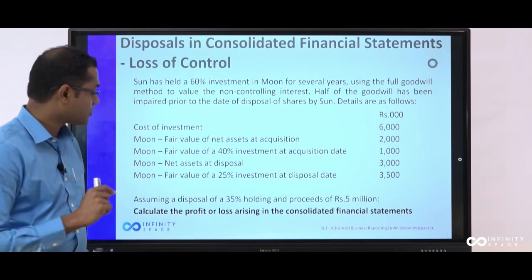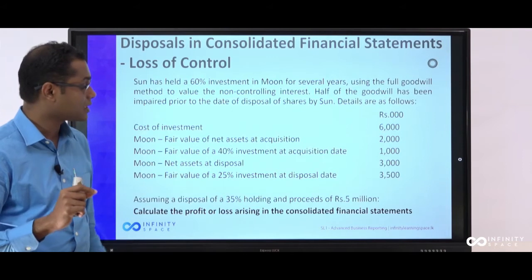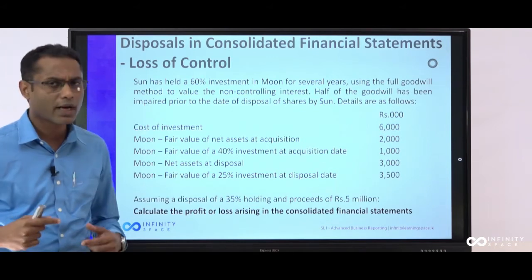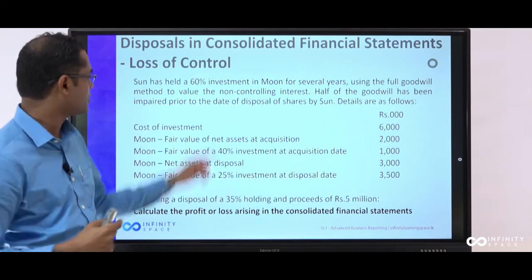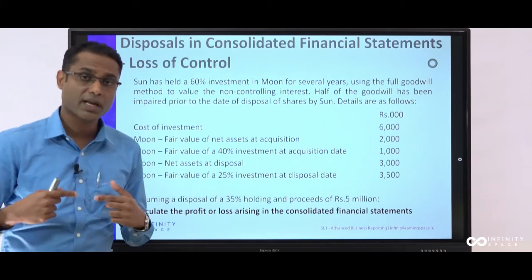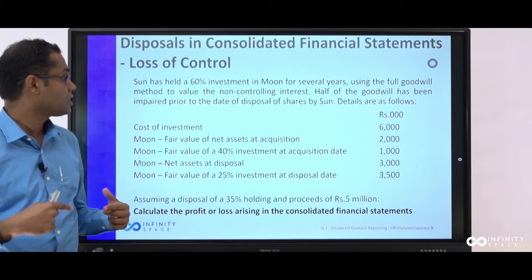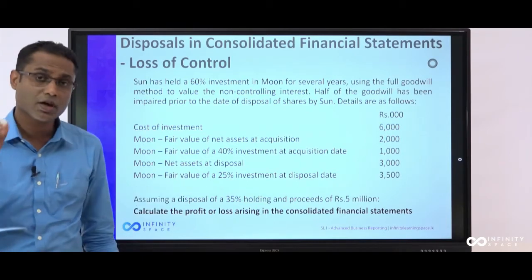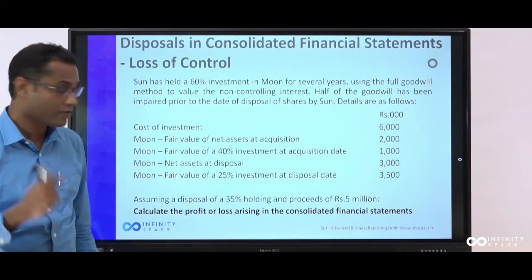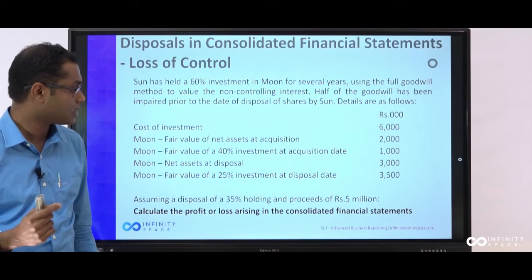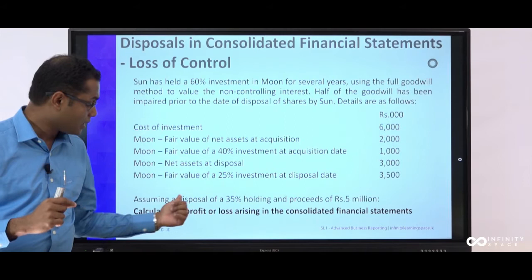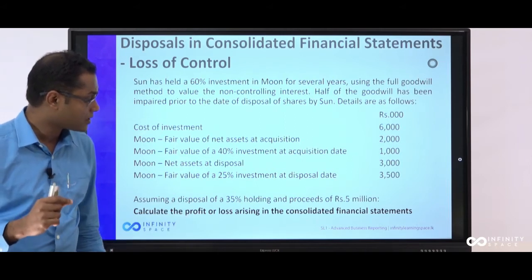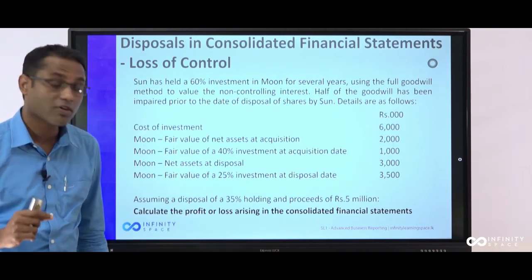Then Moon, again the subsidiary, fair value of the 25% investment at the disposal date. Why was this 25% investment fair value given? Because what is the investment made by the parent in the subsidiary? 60%. On the disposal date, you have been given the fair value of the 25% investment at the disposal date. Then this is the point. Assuming a disposal of a 35% holding for proceeds of 5 million.